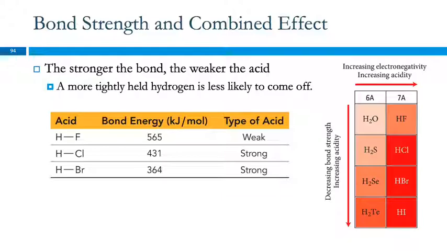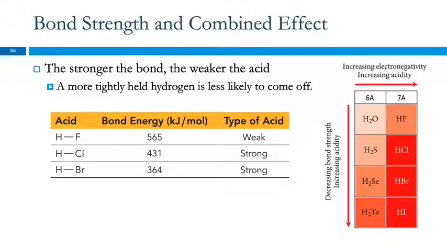So we've got two factors in here. We've got electronegativity. So in general, as the electronegativity of that other element in the binary acid increases, we're going to tend to have a stronger acid, will increase the acidity. Decreasing the bond strength also increases the acidity, and as you go down in a group, the bond strength is going to decrease, largely because of the size of the atoms.